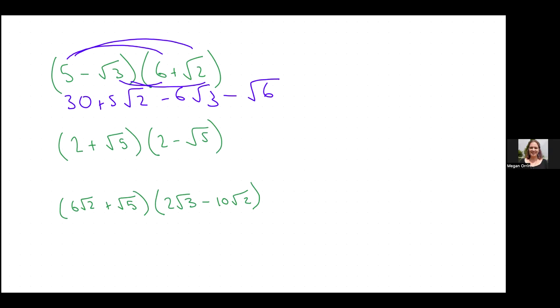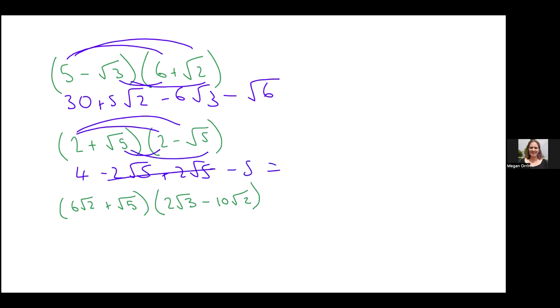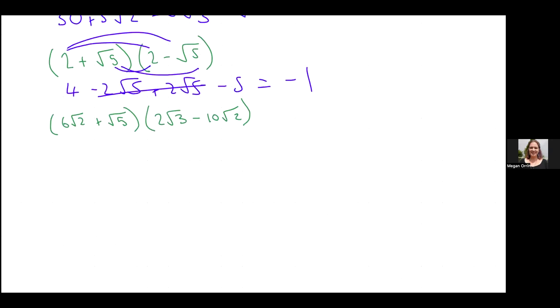This one is a difference of squares pattern, so we should have 4 minus 2 root 5 plus 2 root 5, so they're going to disappear, minus 5, which is 4 minus 5, negative 1. Now, this one is a lot trickier. I'll be very impressed if you got this one. There's a lot going on in this one.